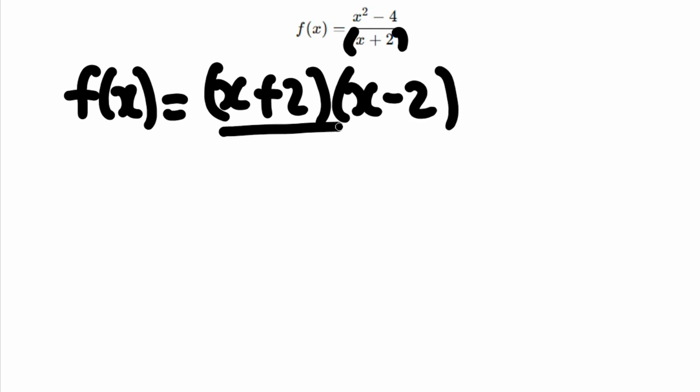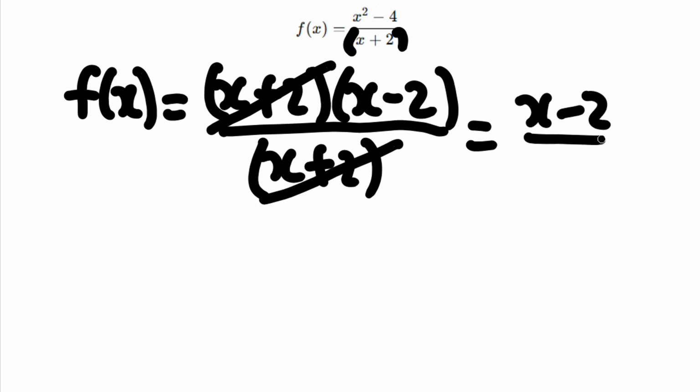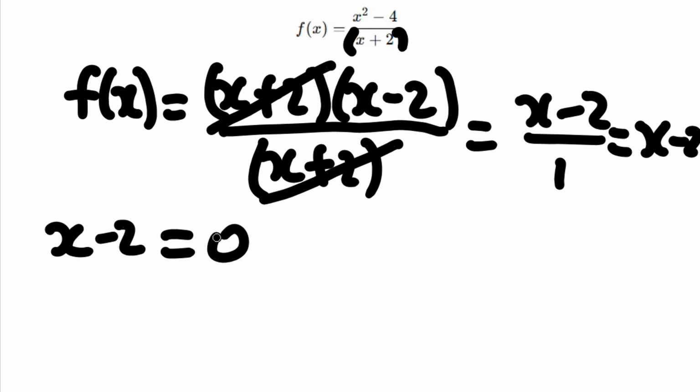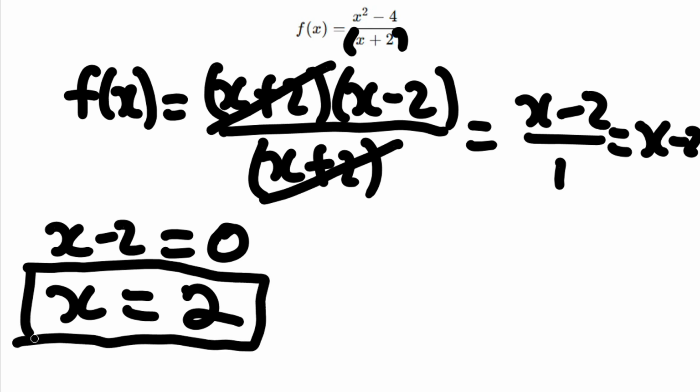These are the factors of the difference of two squares, divided by x plus 2. So x plus 2 is a factor at the denominator and it's also at the numerator. So this one will cancel this. The function now reduces to x minus 2 all over 1, which is the same as just x minus 2, because anything at the denominator we don't care much about. So the zero of this function will just be found using x minus 2 equal to 0, because that's the only numerator that is left after the reduction. So x is equal to 2. This is the answer for this question.